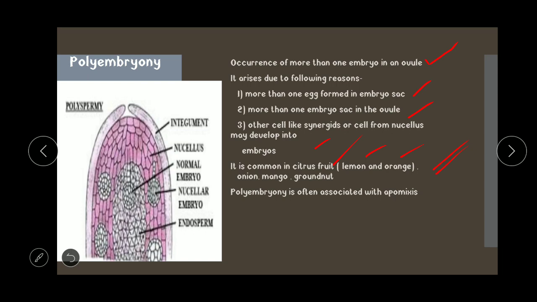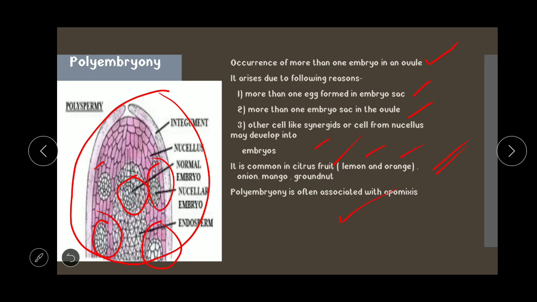So polyembryony is most of the time associated with apomixis, that is, both of them occur simultaneously in a plant, both are evident. It means if apomixis is taking place, there are more chances of polyembryony. So you can see here in the diagram, this is polyspermy or polyembryony. Here you can see what is called polyspermy, because more than one seed will be formed here. Here you can see there is more than one embryo. The normal embryo is there, and there are nucellar embryos. These things are nucellar embryos. Okay, so here polyembryony will be there. In this you can see polyembryony in citrus fruits.